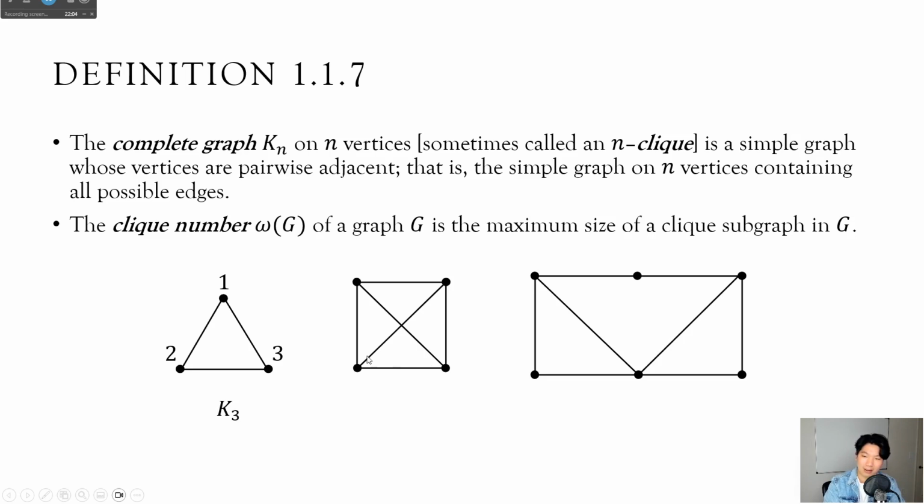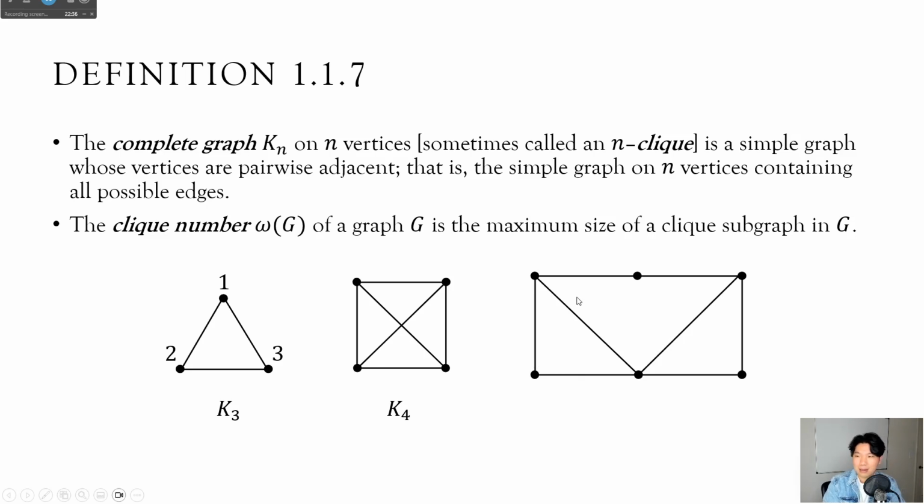Looking at the middle graph, I have 1, 2, 3, 4 vertices, and each vertex is connected to all the other vertices. Hence here I have the K4 graph, that is the 4-clique. Now for this last graph, I have 1, 2, 3, 4, 5, 6 vertices, but clearly I'm missing some edges. For example, this middle vertex here and this one on the bottom left, there's no edge connecting them, so I don't have a complete graph here.